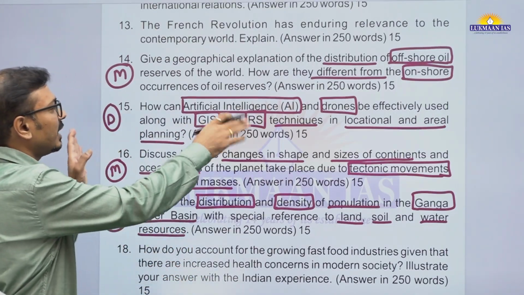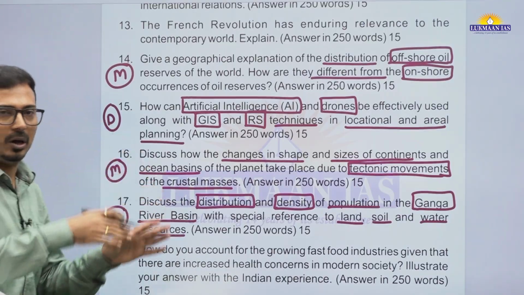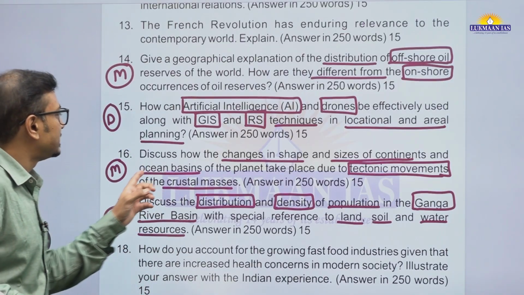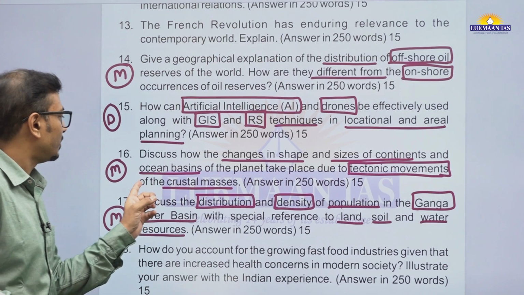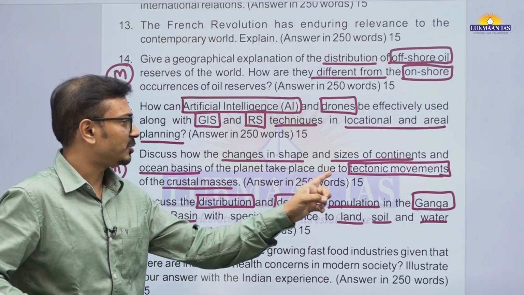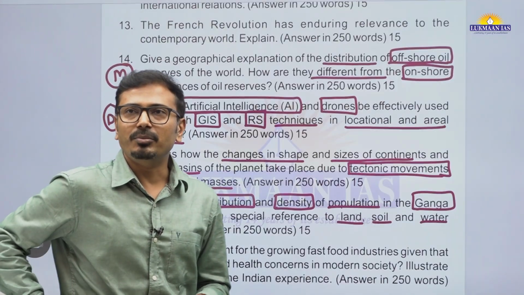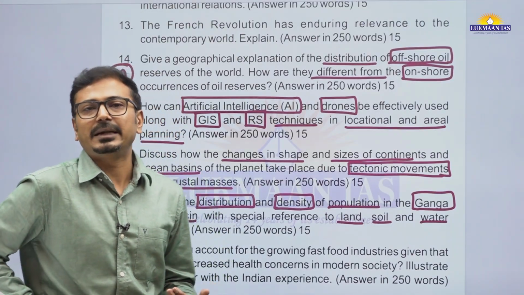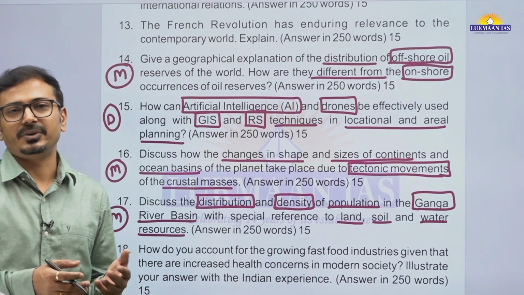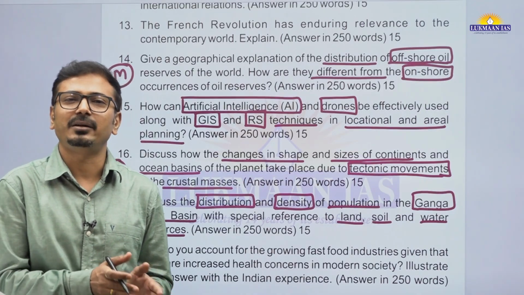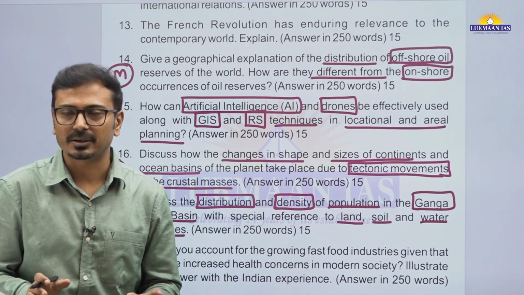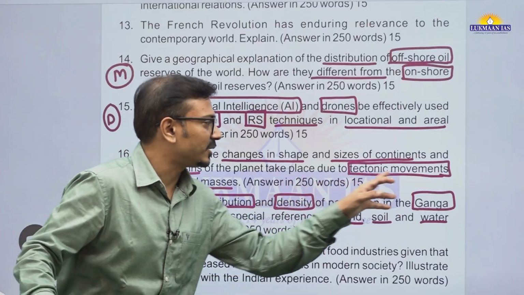So I would say it is kind of a difficult question among all 8 questions. Now discuss how the changes in shape and size of continents and ocean basins of the planet take place due to tectonic movement of crustal masses. Now if you are able to interpret the meaning of this question, it's very easy. You have to explain the plate tectonic and seafloor spreading aspect. Okay, so here it is mentioned tectonic movements.